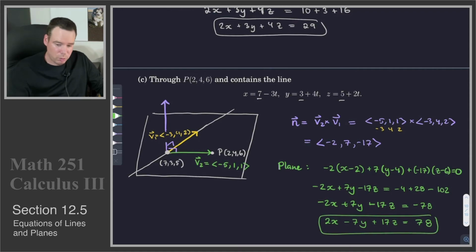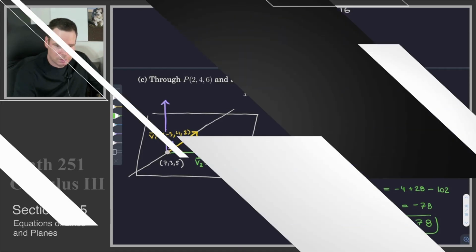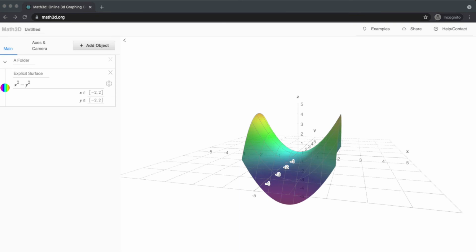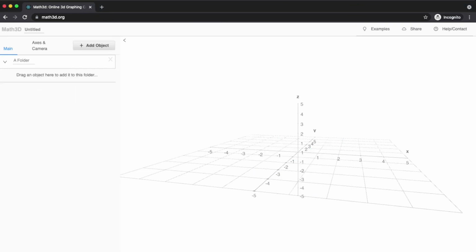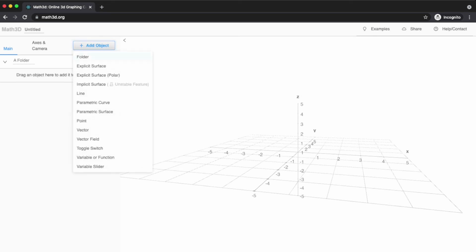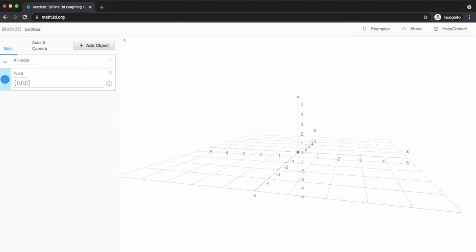Now we could do a quick double check. Right? Did we get this right? Did we make any mistakes? Let's go to math3d.org. We'll go ahead and get rid of the surface that's given to us. And what do we want? We want to find a plane that passes through a given point and containing a given line. So let's go ahead and plot that point and that line.